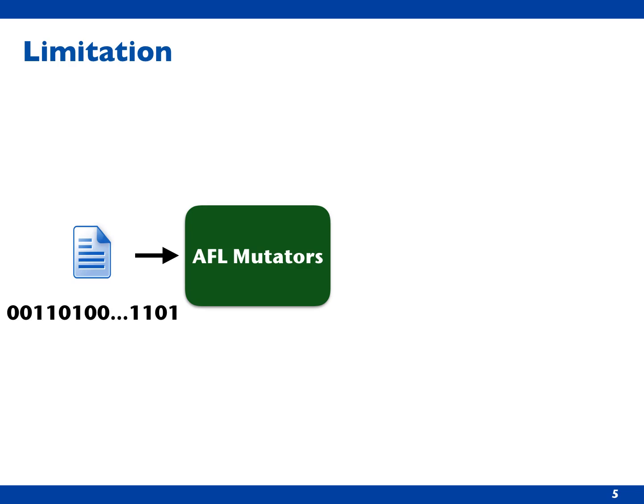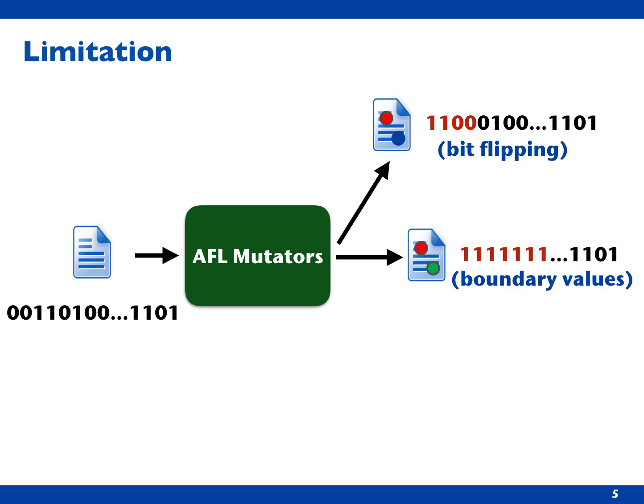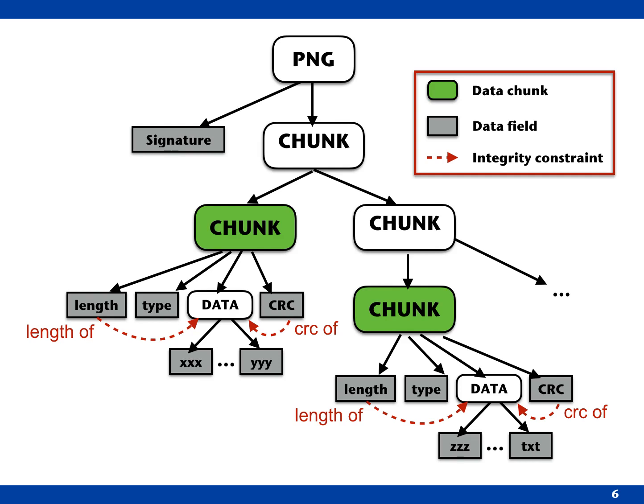However, the approach has a critical limitation. It has no information about the structure of the seed inputs. Specifically, it views each input as a bit string, and hence it randomly applies low-level mutation operators on the bit strings, such as bit flipping, inserting boundary values, or random insertions or splicing of another input string from another input. Because of that, the technique doesn't work well with programs taking highly structured inputs like chunk-based file formats.